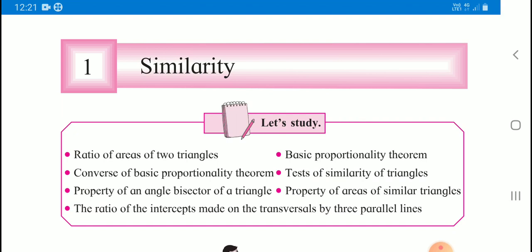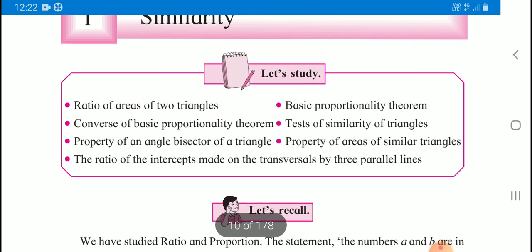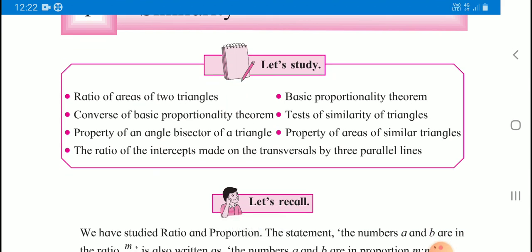Today we will see topic number 1, similarity, from your mathematics part 2 book. Now in this topic we will study ratio of areas of two triangles, then basic proportionality theorem, converse of basic proportionality theorem, test of similarity of triangles, property of an angle bisector of a triangle, property of areas of similar triangles, and the ratio of the intercepts made by the transversal by three parallel lines.